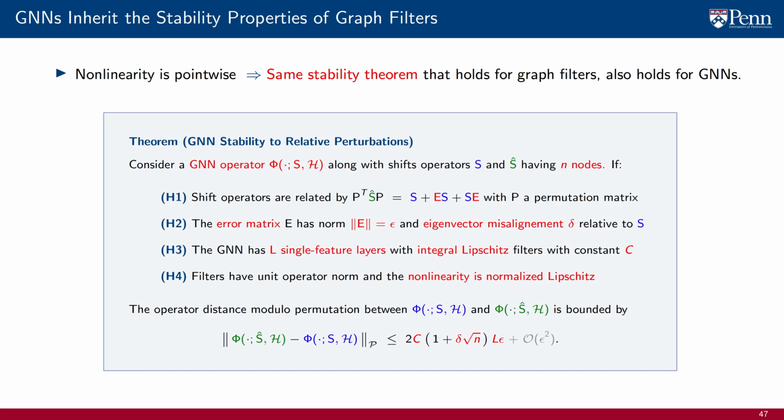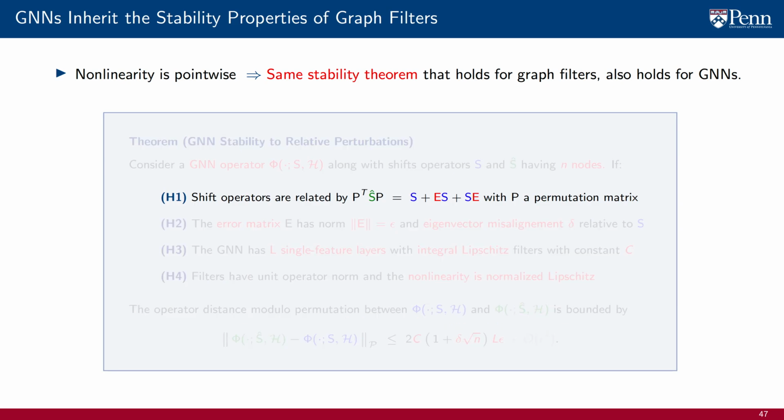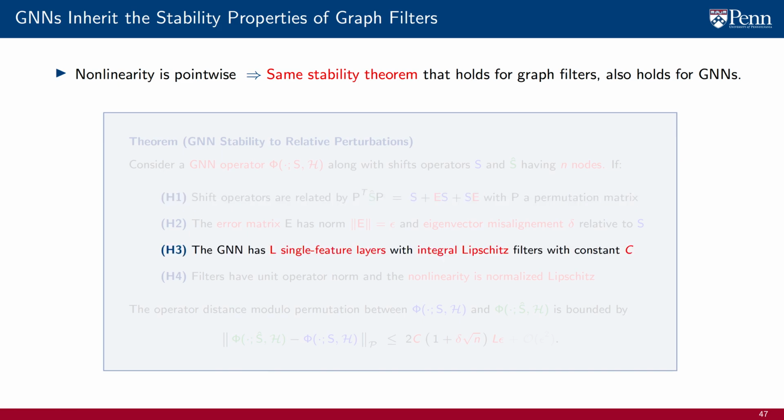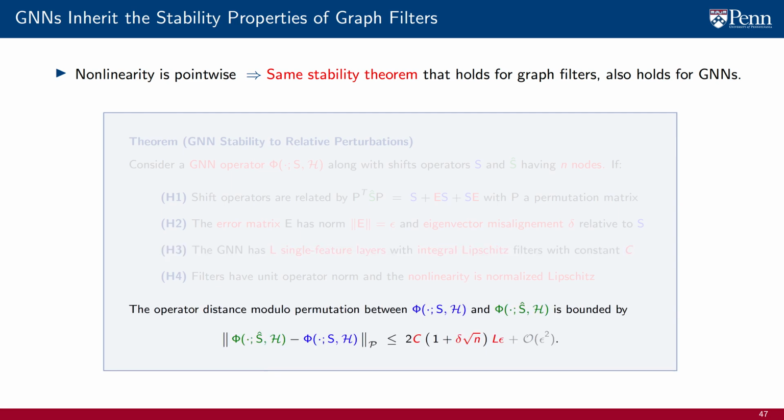Therefore, the same stability theorem that holds for graph filters also holds for GNNs if we consider relative perturbations modulo permutation and individual layers that are made up of integral Lipschitz filters. We can establish the stability of GNNs relative to the norm of the perturbation.